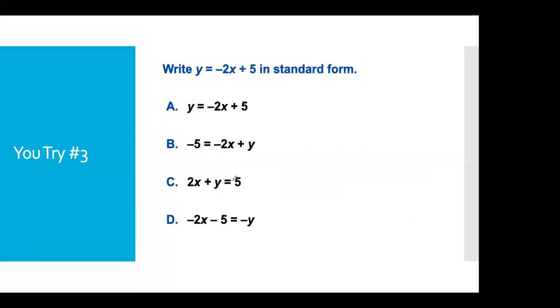All right, go ahead and try this one. Write y equals negative 2x plus 5 in standard form. So go ahead and pause as needed so you can work this one out. All right, so let's go ahead and work this one out. We need to go ahead and move over the 2x. So we're going to do y equals negative 2x plus 5. I want the x on the same side as the y, so we're going to add 2x to both sides.